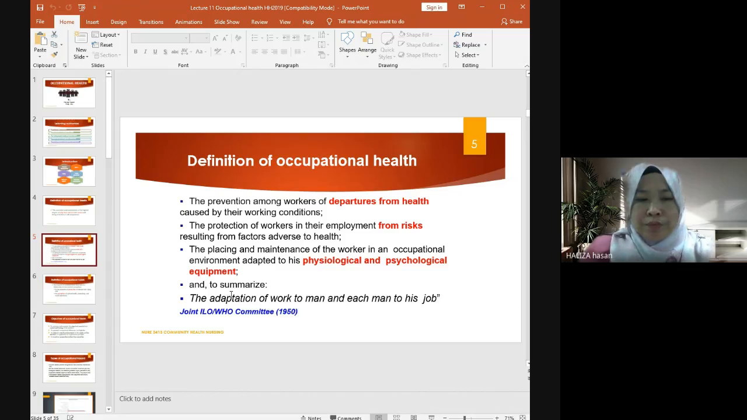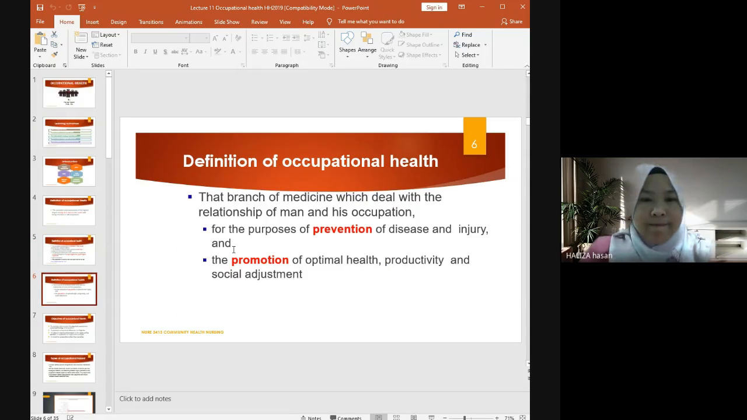Okay, and if we summarize, occupational health can be defined as the adaptation of work to man and each man to his job. So how do we adapt to the occupational environment that we work in, in order to prevent any health problems related to occupational hazard. Also, occupational health is the branch of medicine which deals with the relationship of man and his occupation, for the purpose of prevention of disease and injury, and also promotion of optimal health, productivity, and social adjustment.